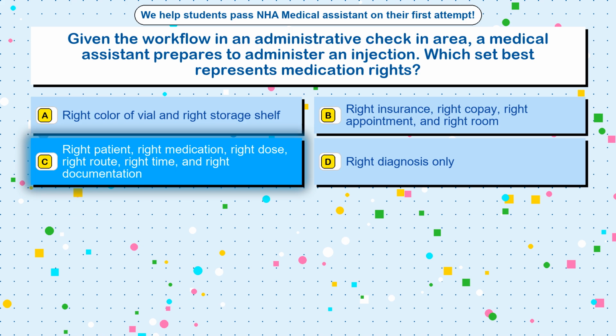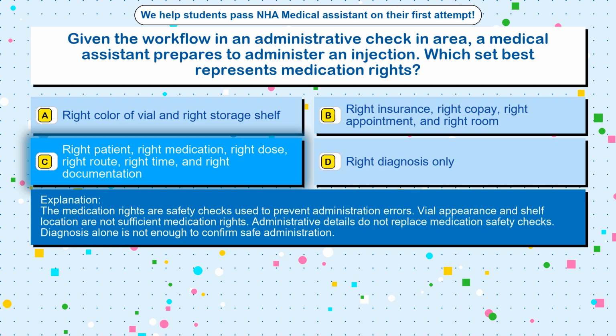The correct answer is option C. Right patient, right medication, right dose, right route, right time, and right documentation. The medication rights are safety checks used to prevent administration errors. Vial appearance and shelf location are not sufficient medication rights. Administrative details do not replace medication safety checks. Diagnosis alone is not enough to confirm safe administration.